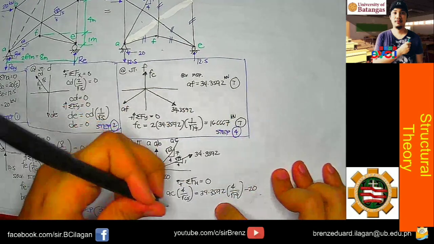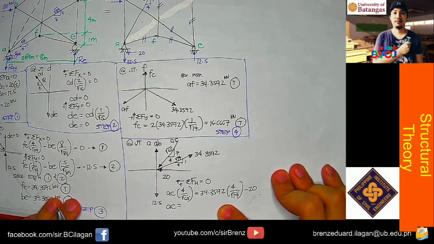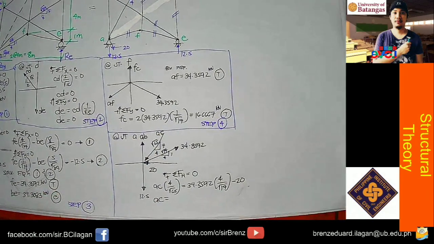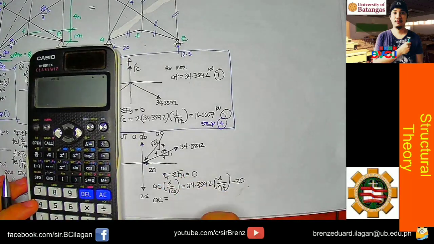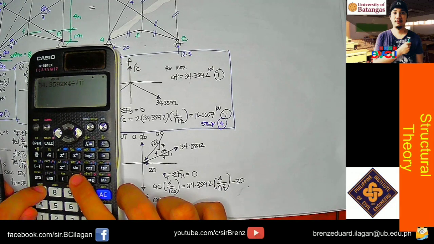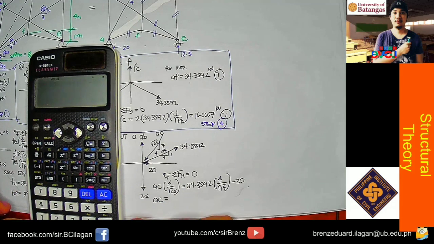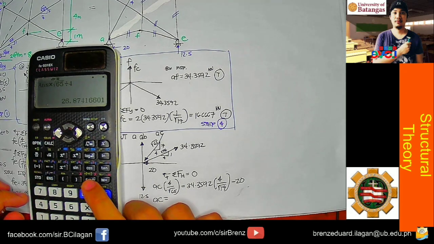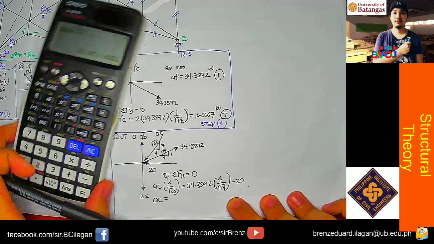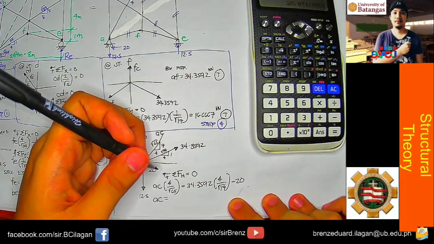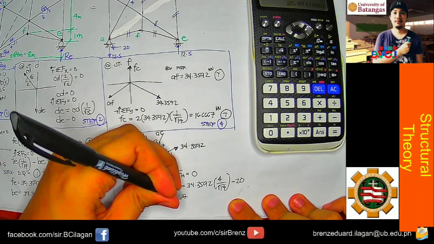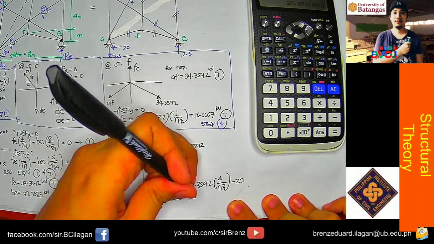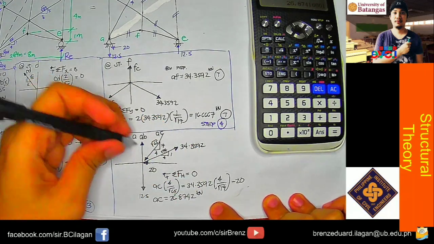So minus 20. Or the answer for AC is equivalent lang sa, encode lang natin. So we have 32.3592 times 4 divided by square root of 17 minus 20 times square root of 65 then divided by 4. So the answer is, positive naman, 26.8742. So this is in kilonewton. So tama na siya ay compression.